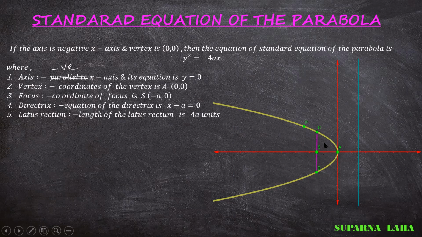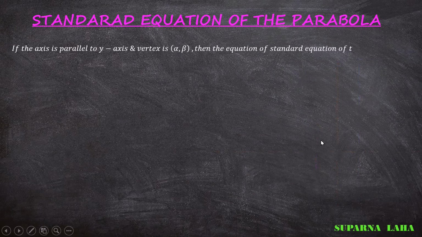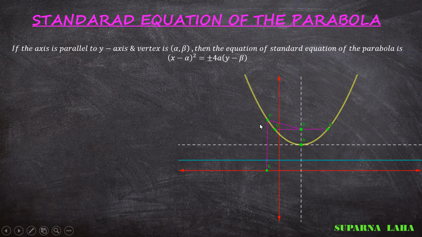Now if the axis is parallel to the y-axis, maybe the positive y-axis or the negative y-axis, in that case you can find the standard equation of the parabola in the form (x minus alpha) the whole square equals plus minus 4a into (y minus beta), where alpha and beta are the coordinates of the vertex, and the figure will look like that.